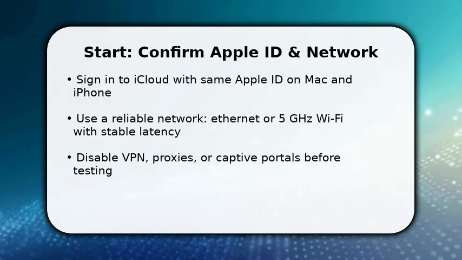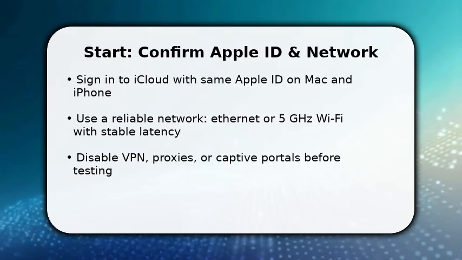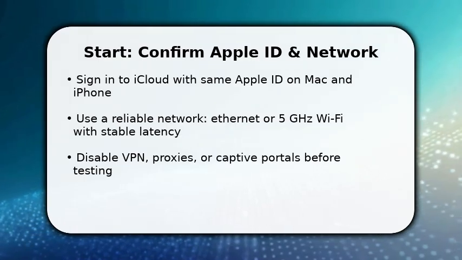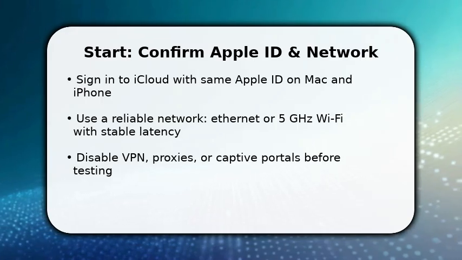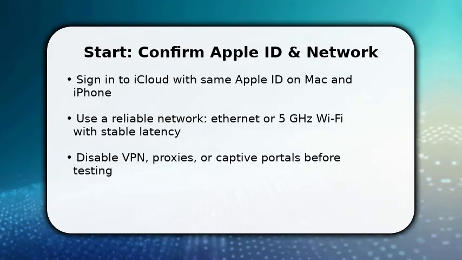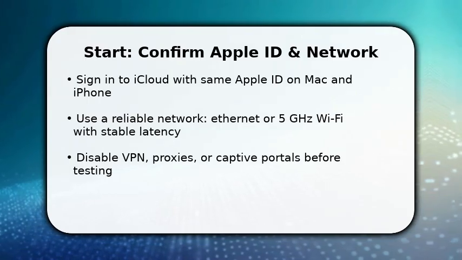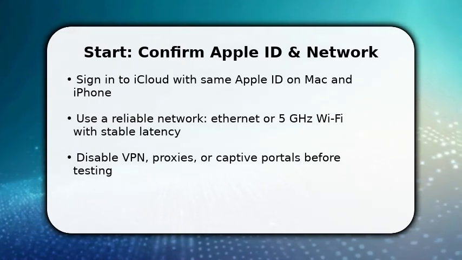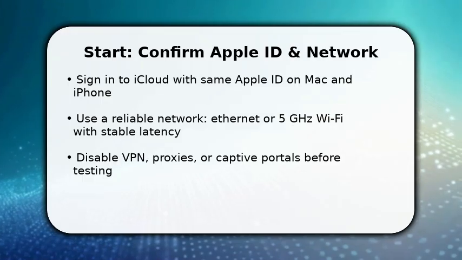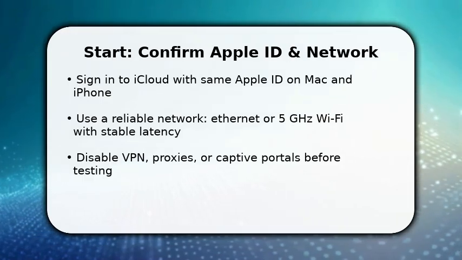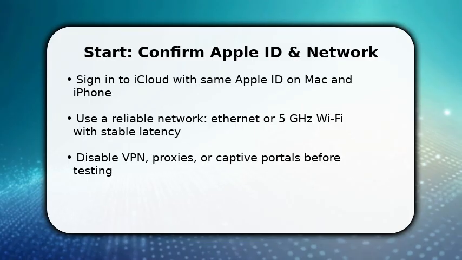You start by verifying account and network basics so the fix works. Sign into iCloud on the Mac, confirm Private Relay is allowed in iCloud settings, and make sure your Mac uses a stable network like Ethernet or 5 GHz Wi-Fi. Once done, temporarily disable any VPNs, proxies, or captive portals because they block Private Relay.